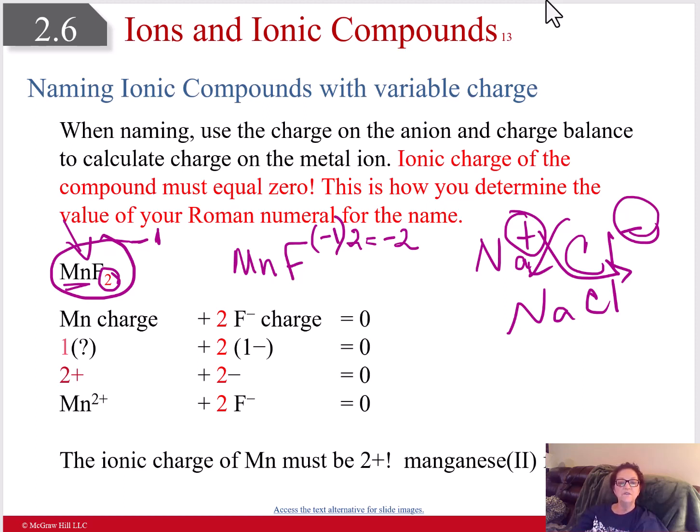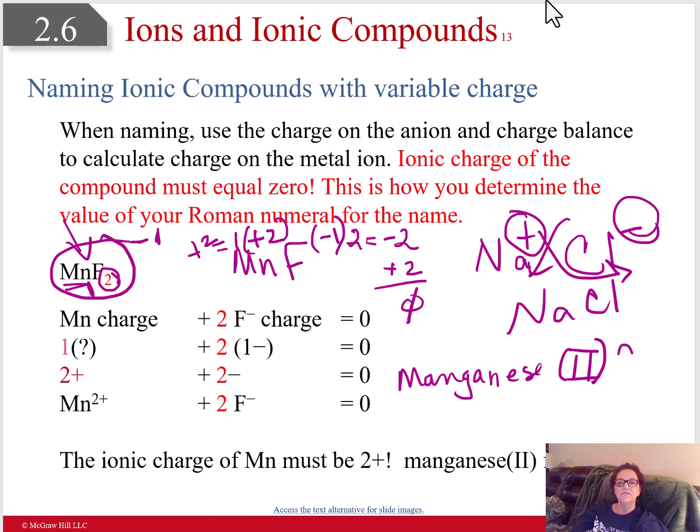In order for this to be neutral, I'm going to have a total of a +2. I only have 1 manganese, because if it's understood, we don't write it if it's 1. So that manganese has to have a +2 charge, because +2 times 1 equals +2. That's why I know that this is going to have to be manganese with a 2+, so it's manganese(II) fluoride. We only write these if it can have a variable charge.